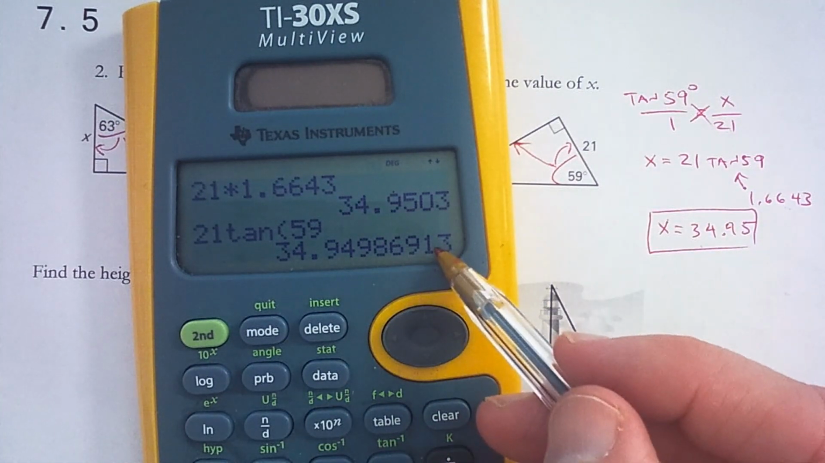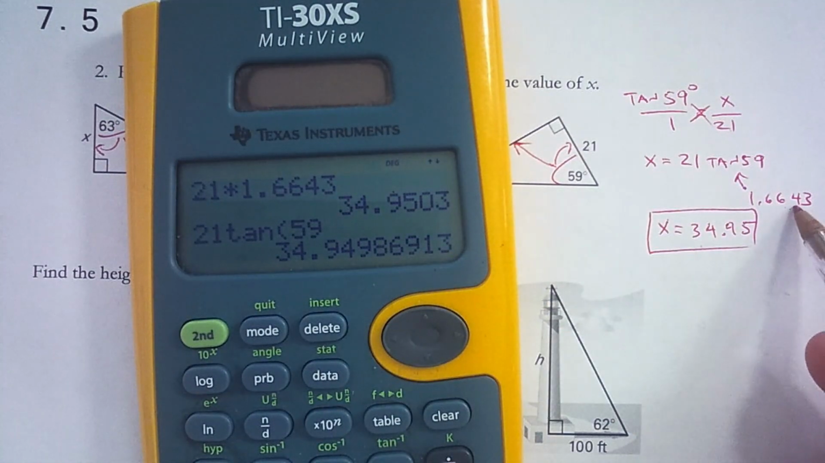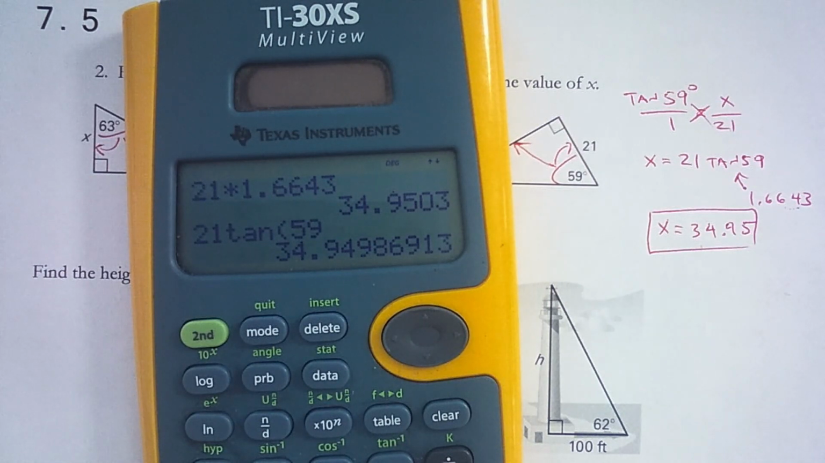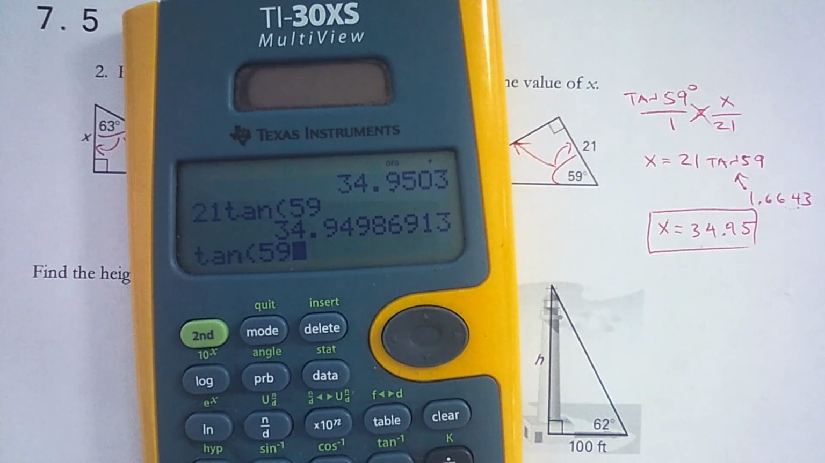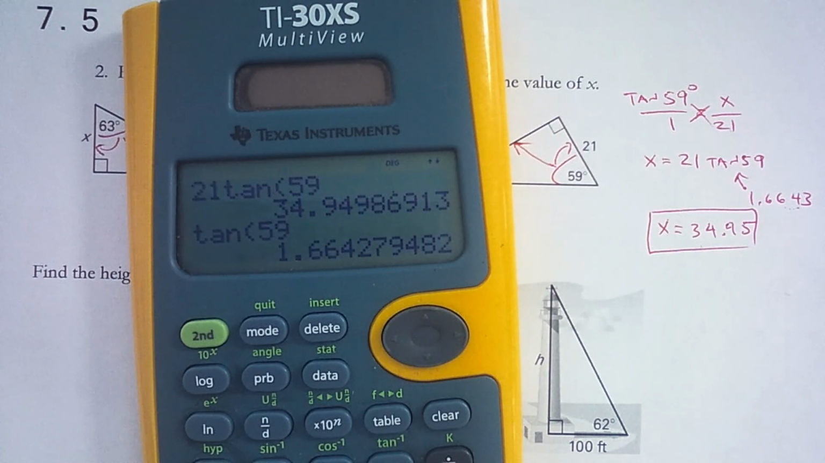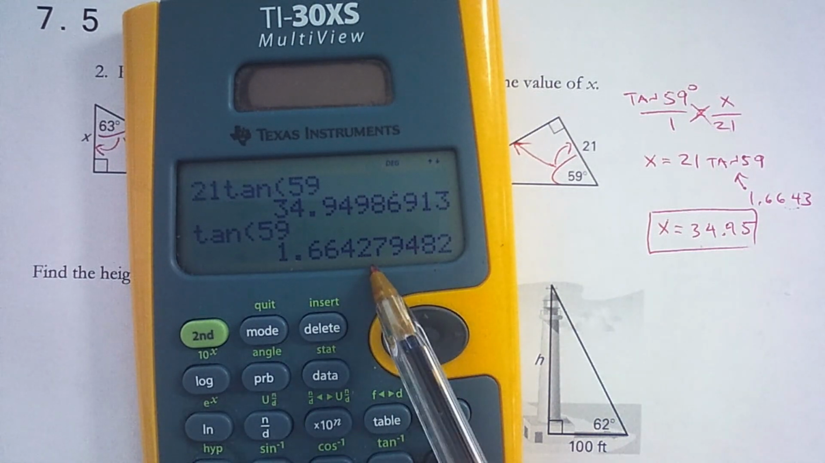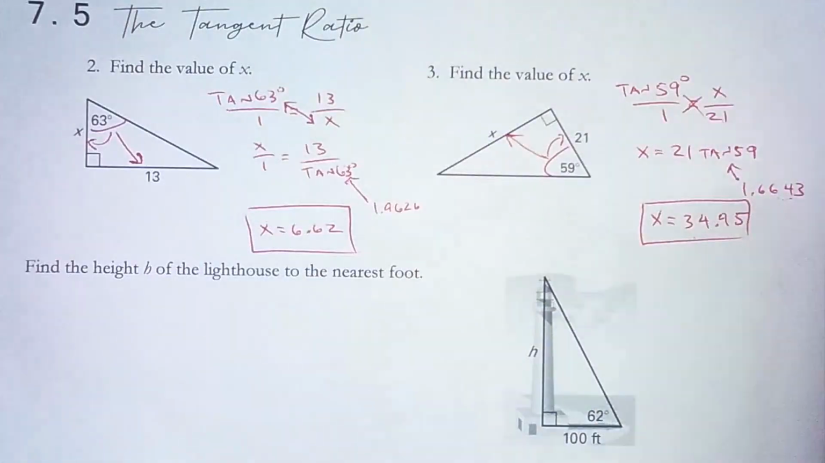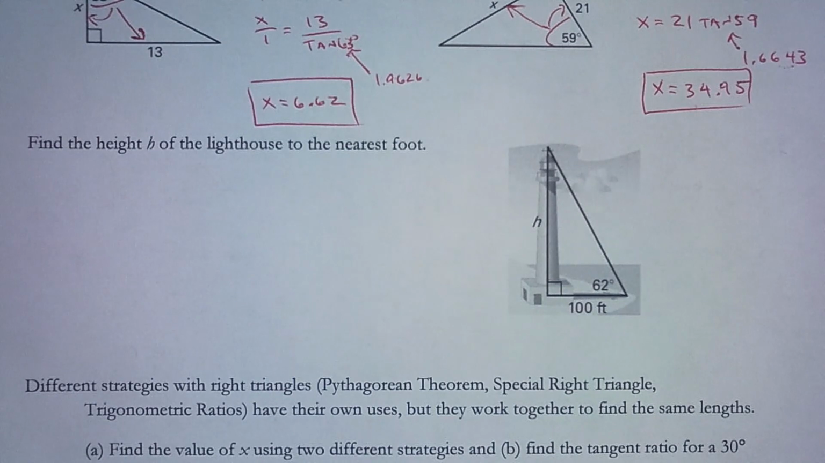Now the calculator version is more accurate than using this decimal off the chart, but they're extremely close. The calculator just happens to know more digits to use than the chart does. So if I actually just typed in tangent 59, I get more decimals than 1.6643. Okay, so this is more accurate, but not by much.